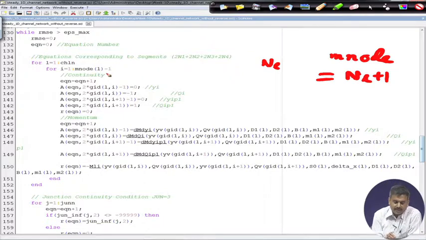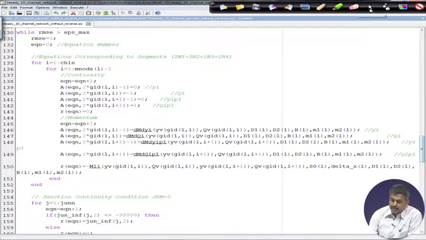So, we are considering M node minus 1. Channel 1 to CHLN, the channel number, and 1 to M node minus 1. For the first continuity equation, I am adding EQN equals EQN plus 1. That means I am increasing the equation number. This is for momentum. So, first continuity, next momentum, like that for all segments I can write these equations.